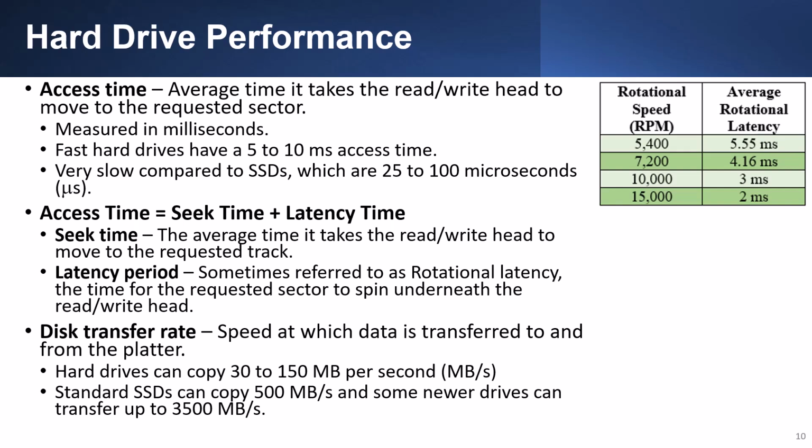The disk transfer rate is the speed at which data is transferred to and from the platter. Hard drives can copy 30 to 150 megabytes per second, while a standard SSD can copy at least 500 megabytes per second, and some newer drives can transfer up to 3,500 megabytes per second.